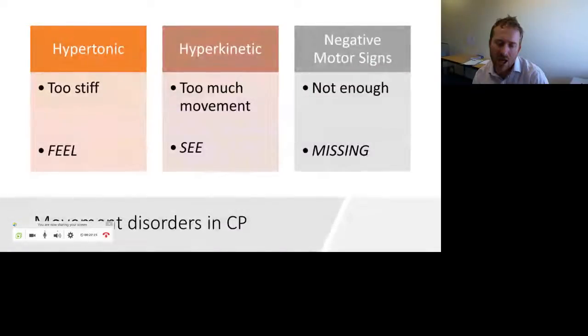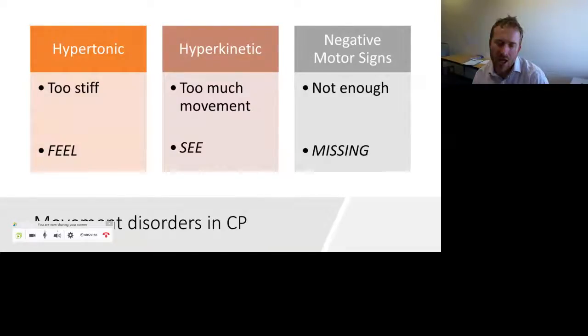So this task force of childhood movement disorders classified abnormalities of movement in children, including cerebral palsy, into three categories. There are those children who have hypertonia, so are stiff on passive movements. That's something we obviously feel on clinical examination. There are those movement disorders where there is an element of hyperkinesis, so too much movement, and that's often stuff that we see without touching the child, that we can see just there in front of us.